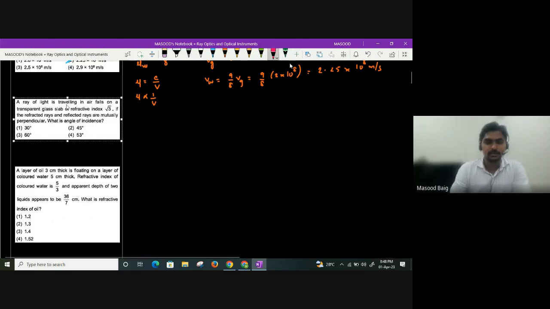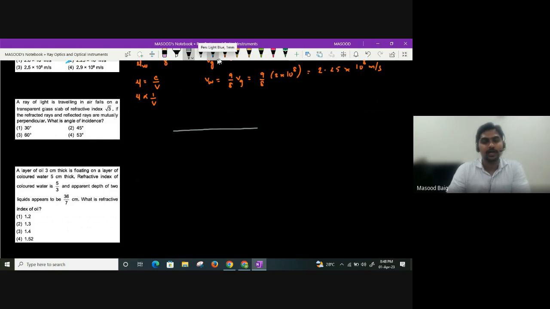A ray of light is traveling in air, falls on a transparent glass slab of refractive index root 3. So you can take, there is a certain glass slab, guys. I'm just showing the interface over here. So I'm just drawing the interface. A ray of light is falling. Refractive index is given as root 3. Refracted and reflected rays are mutually perpendicular. What is the angle of incidence they're asking?